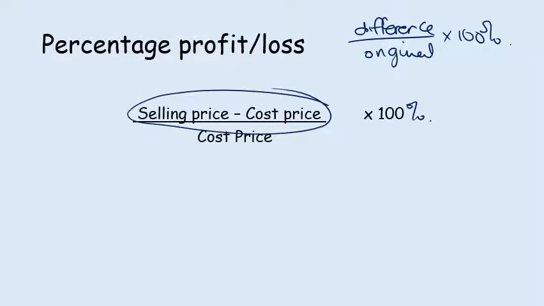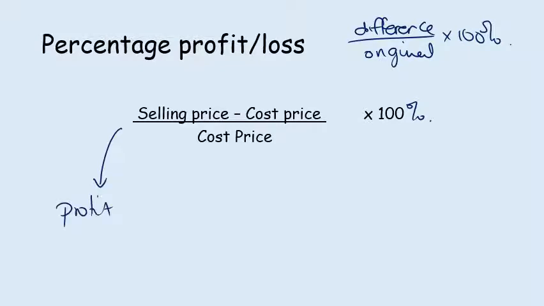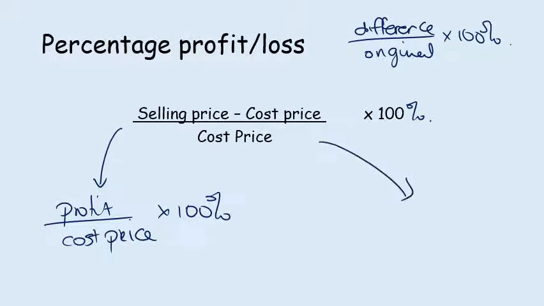You're looking at the difference between your selling price and your cost price, and then you divide it by the original, which was the cost price, the original price of the item. So depending on if you make money, so if you've made a profit, then you're going to have profit over cost price multiplied by 100%. Or if you make a loss, so if you've sold it for less, then you're going to have a loss over cost price multiplied by 100%. Okay, so it's the same formula as percentage change pretty much.